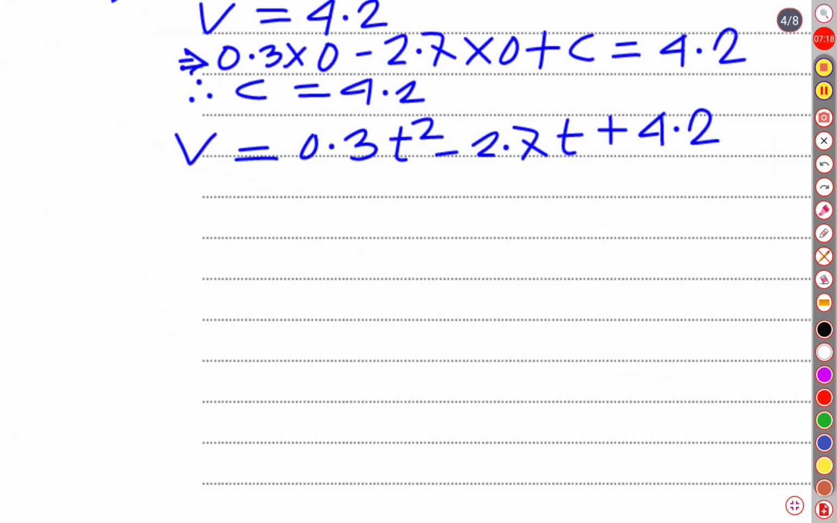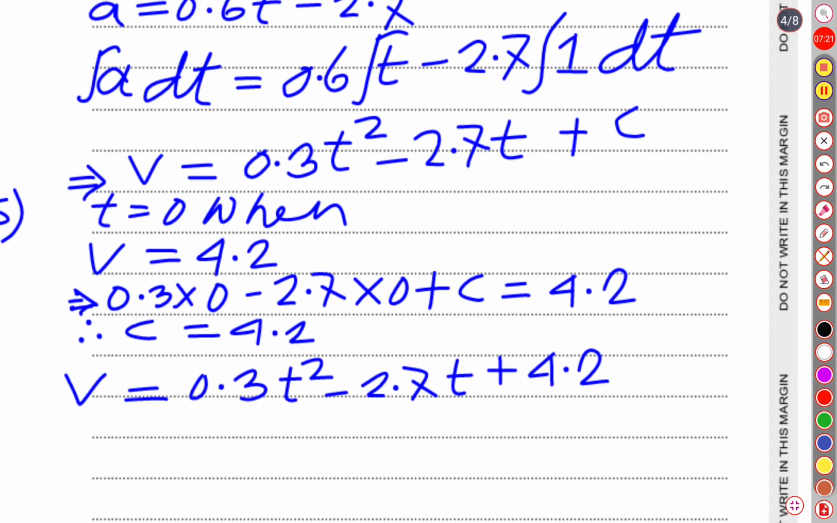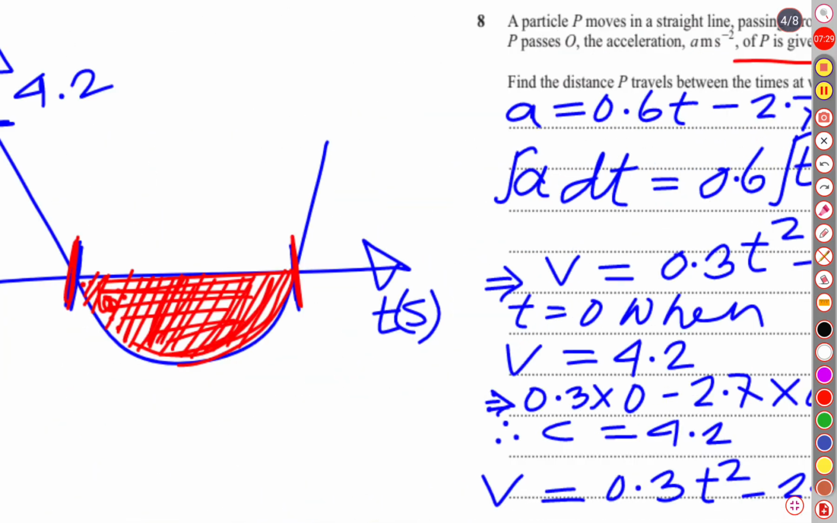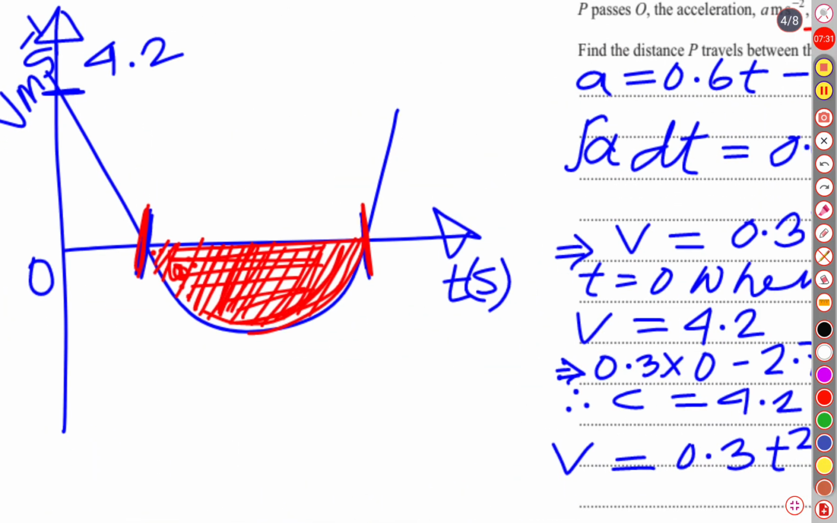This was the curve, though this is not the part of your solution. They have told us to find the time. Look at this, the speed travels between the times at which it was at instantaneous rest. So I have just shown it was at rest at this point as well as at this point. So we will find this point.